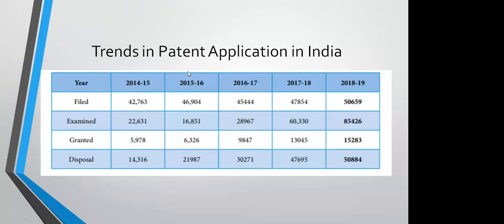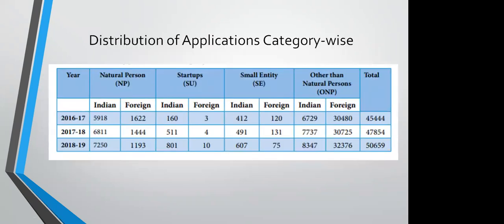In our country, India, in 2014-15, approximately 42,000 applications were filed per year. Now in 2018-19, approximately 50,000 patent applications were filed. You can see the difference: in 2014-15 disposal is 14,000 and in 2018-19 disposal is 50,000. Where we are lacking is basically the distribution of applications category-wise. There are two types of categories: resident and non-resident. Resident means those persons who belong to India, and non-residents are those from outside India, like multinational companies and foreign residents.